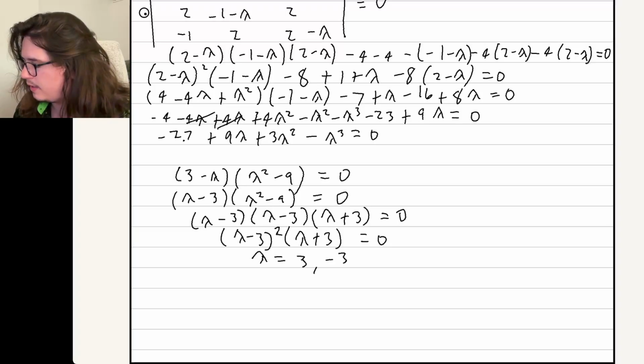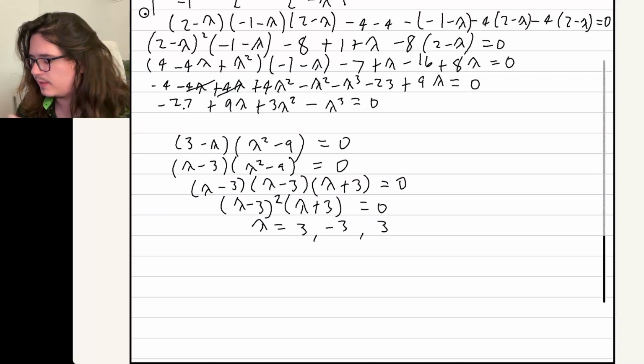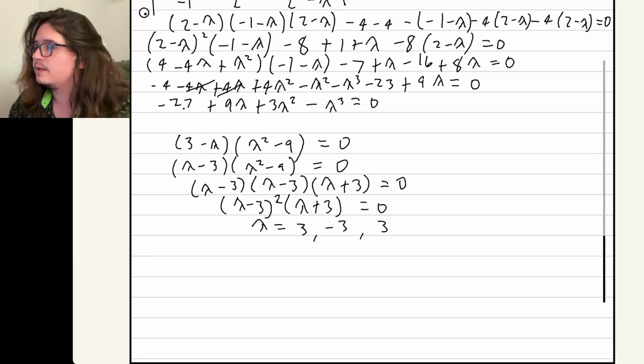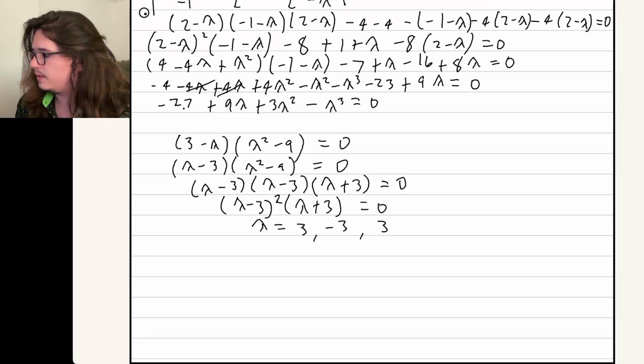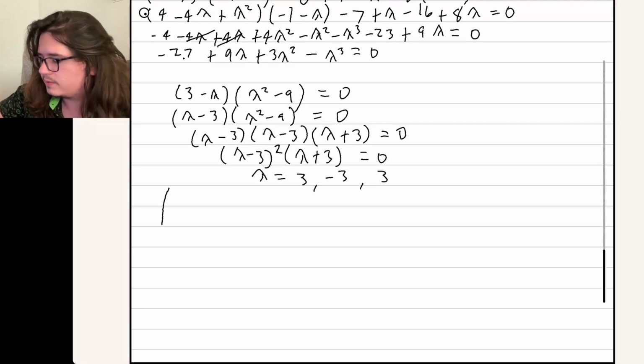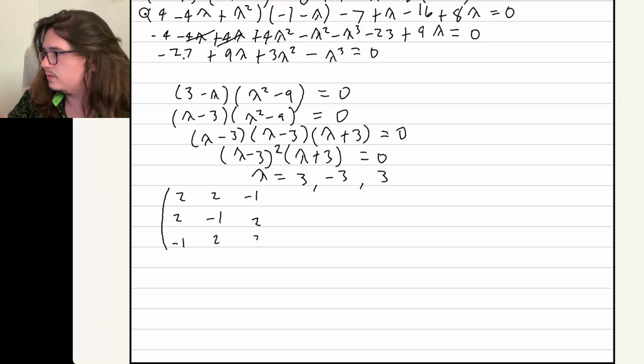But then you also have an additional 3 because you've got lambda minus 3 squared. So yeah, it does end up being degenerate in its own space, but that's fine. Finally, we can find the eigenvectors from this. So again, A was 2, 2, minus 1, 2, minus 1, 2, minus 1, 2, 2.